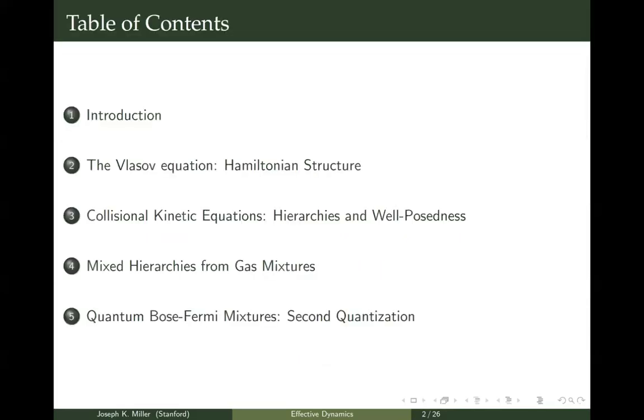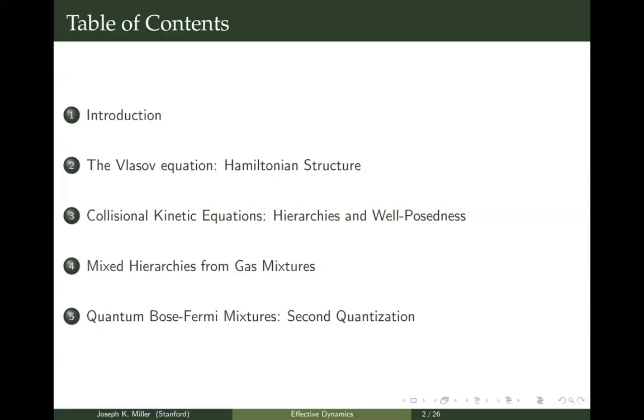Okay, so first I'll give a little introduction on the mindset that I want to have for what kind of problems I care about. Then we'll talk about the Vlasov equation. So all of these will be kinetic equations. In particular, how you can actually derive the Hamiltonian structure of this equation from the many particle level.